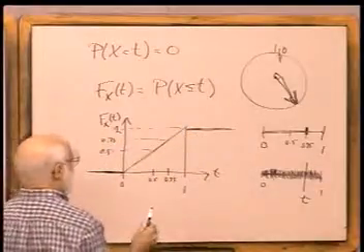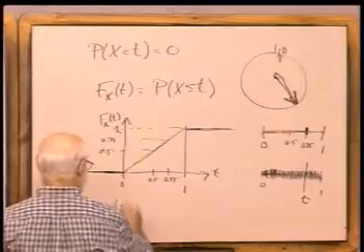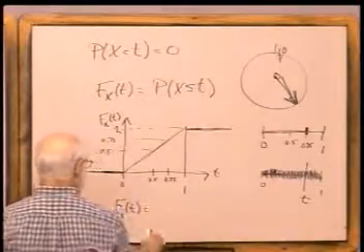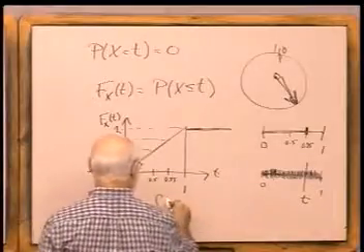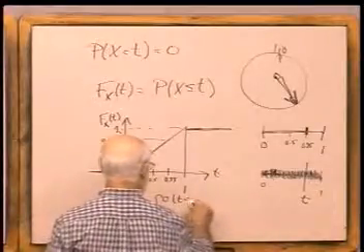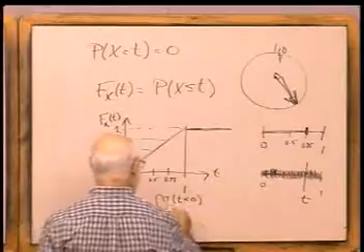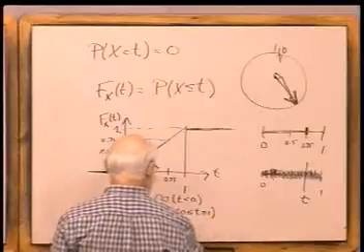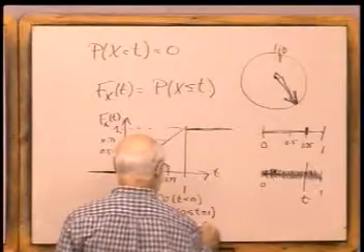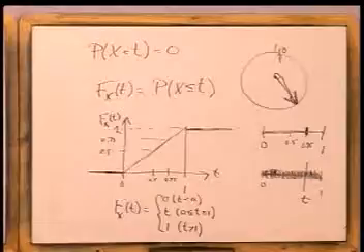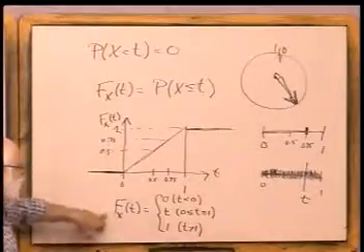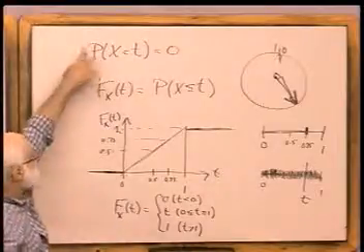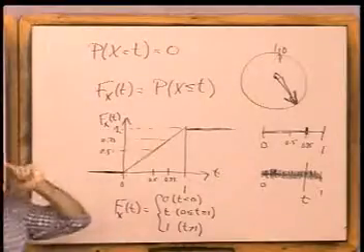In other words, here is my distribution function. The distribution function of x evaluated at t is equal to 0 if t is negative, it's t if t lies between 0 and 1, and it's 1 if t is greater than 1. So I have a distribution function, but the probability mass function doesn't exist, because the probability of every point is 0.